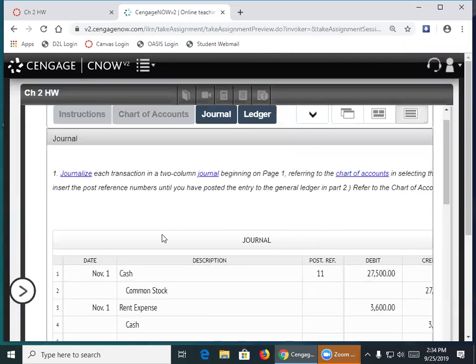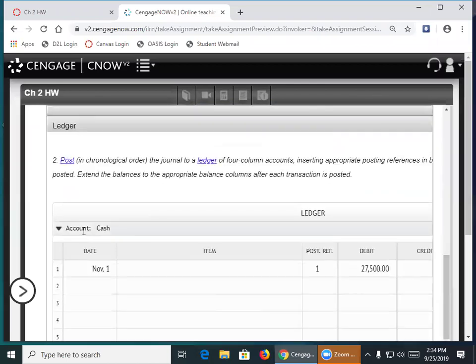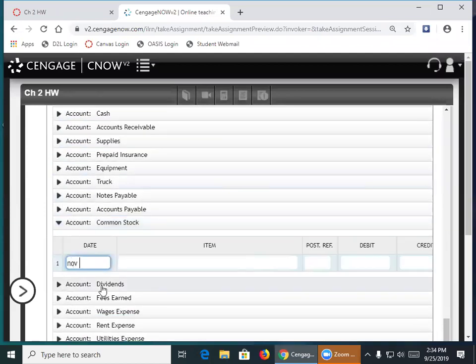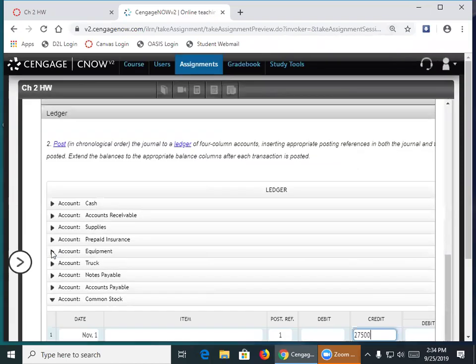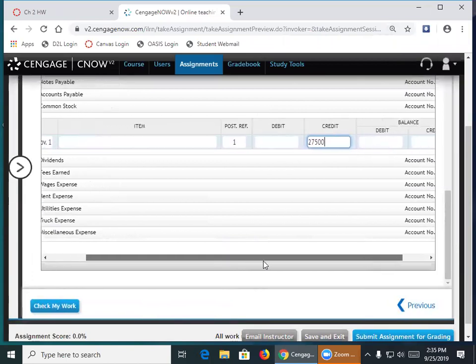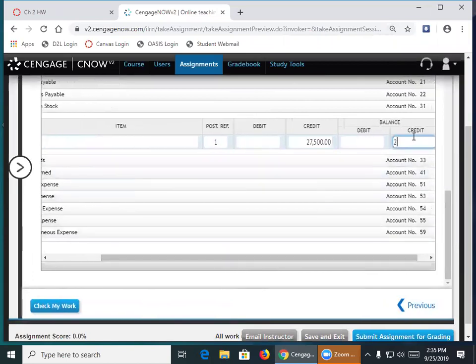And then I would do the same for common stock. I would scroll down until I found common stock. November 1. Post reference is journal page 1. A credit of 27,500. And then it has a balance of $27,500, a credit balance. As you can see, that's going to be the only journal entry we have for common stock because they only gave us one line.